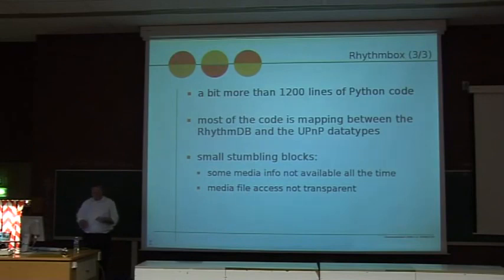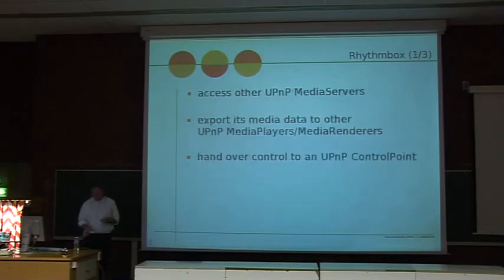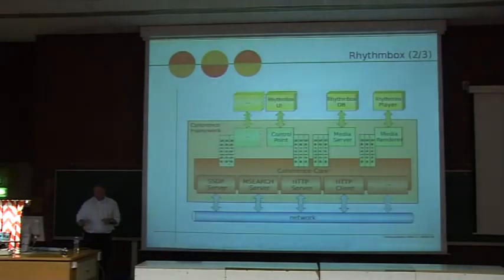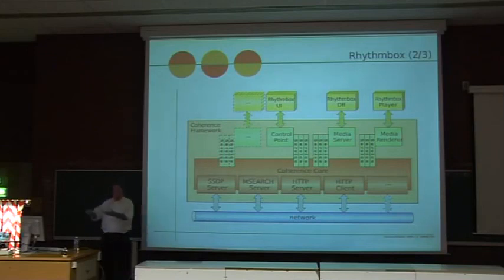Go back one. These 1,200 lines are 400 here, 400 here, 200 here, and the rest is a little bit of initialization code to get the whole thing up. So it's really pretty easy to add UPnP functionality to your application.